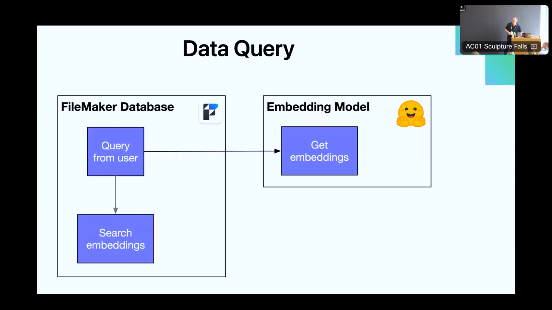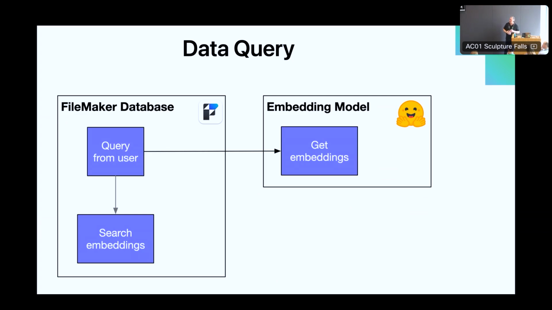The data query side of it is quite similar. In FileMaker, we take a query from the user and pass it to the embedding model, which returns embeddings for our query. Then FileMaker searches for those embeddings and returns a set of records, let's say the top 10 records that match most closely, sorted in order of similarity.